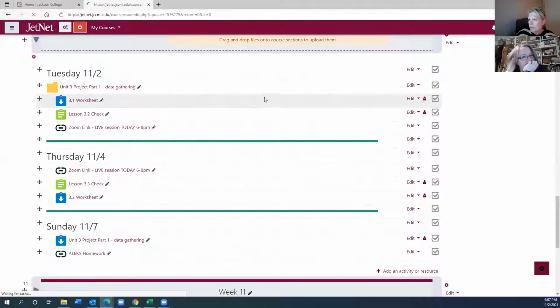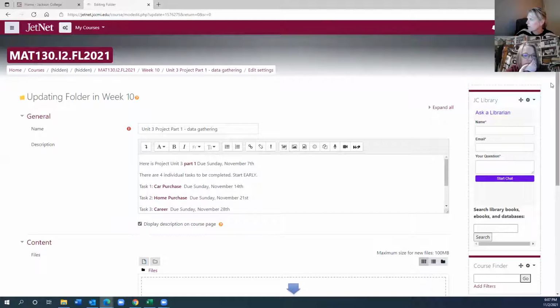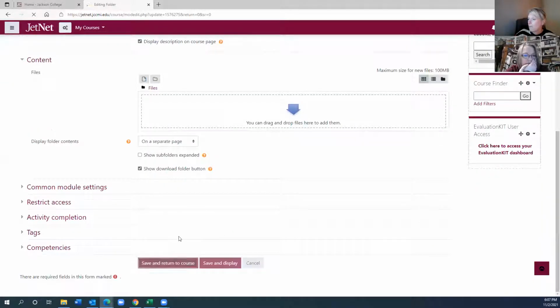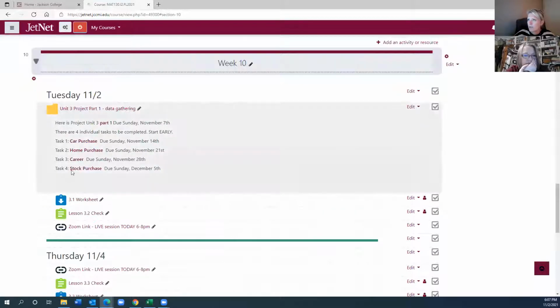It says unit project part 1 data gathering. I just didn't mark this and I wanted that to show right on the main page. So there are five parts to the project. The first part is all the data gathering. So I'm going to go through that. It's due this Sunday. It should not take you long to do.